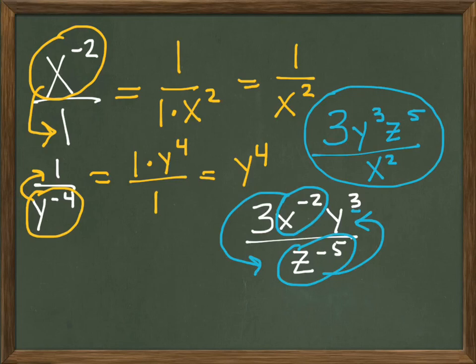Again, notice how y to the 3, y to the 3rd, that was great. Those are both positive. So we left it alone. But the other two terms needed to move, either up or down. So that is how you deal with negative exponents.